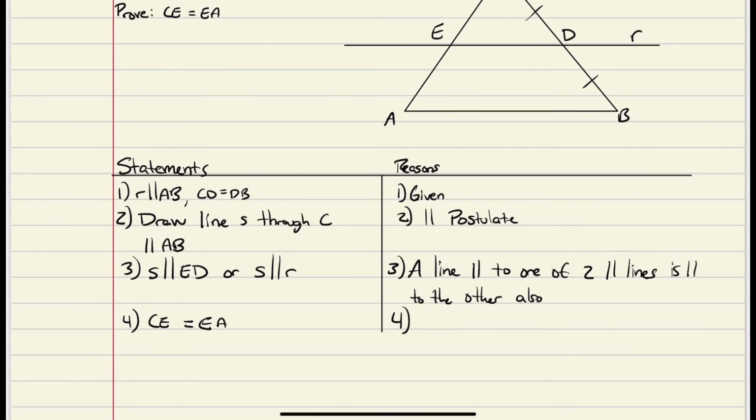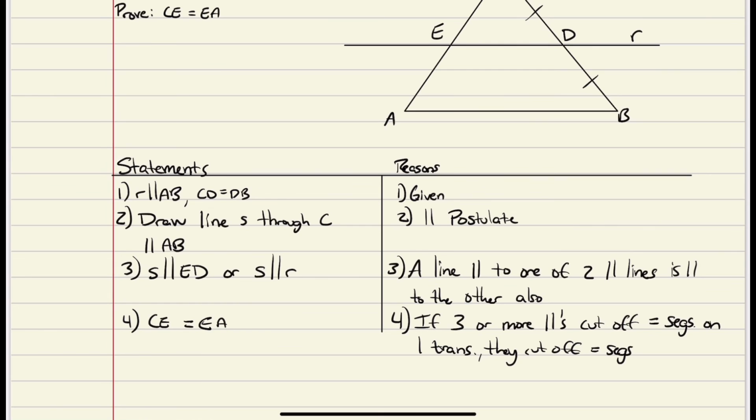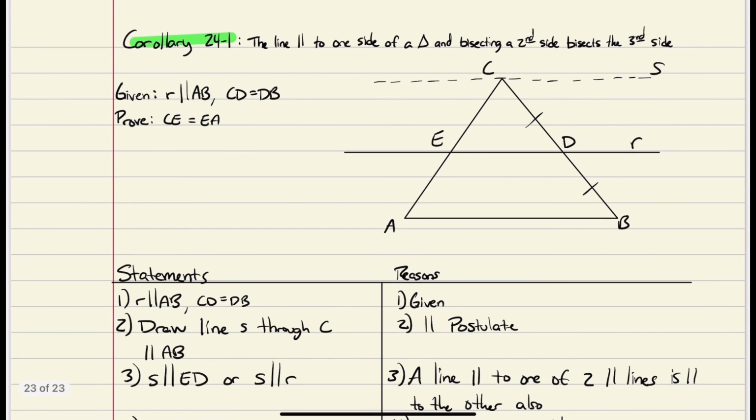Number 4, reason: if 3 or more parallel lines, I'm just going to say parallels, cut off equal segments on one transversal, then they cut off equal segments on any transversal. Corollary 24. The line parallel to one side of a triangle and bisecting the second side bisects the third side.